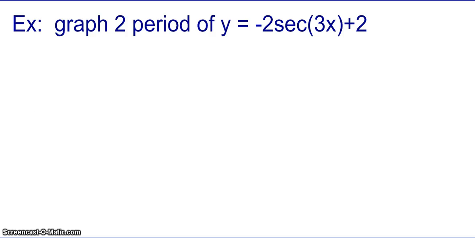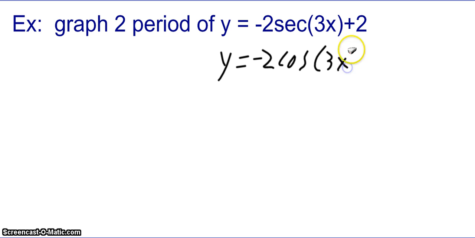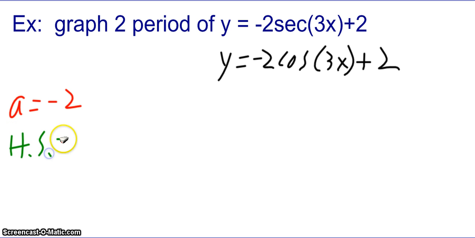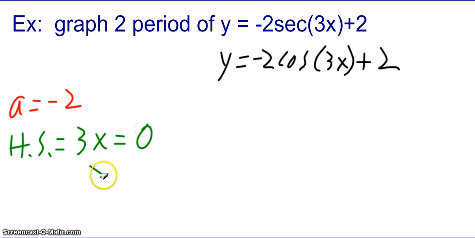Okay, so here I have y equals negative 2 secant of 3x plus 2, so I'm going to treat this as if it was y equals negative 2 cosine of 3x plus 2. So my amplitude does not exist, but A is still going to affect the graph, so I want to recognize that's negative 2. My horizontal shift I get by setting bx minus c equal to 0, so x equals 0. That's my starting x value and my horizontal shift.